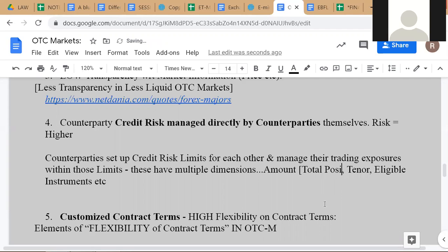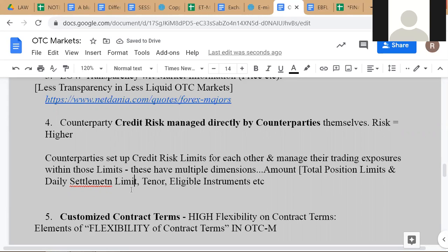Okay, let's use the word position. Total position limits. We'll discuss this a little bit later, but the point to understand is that there will be two types of limits.